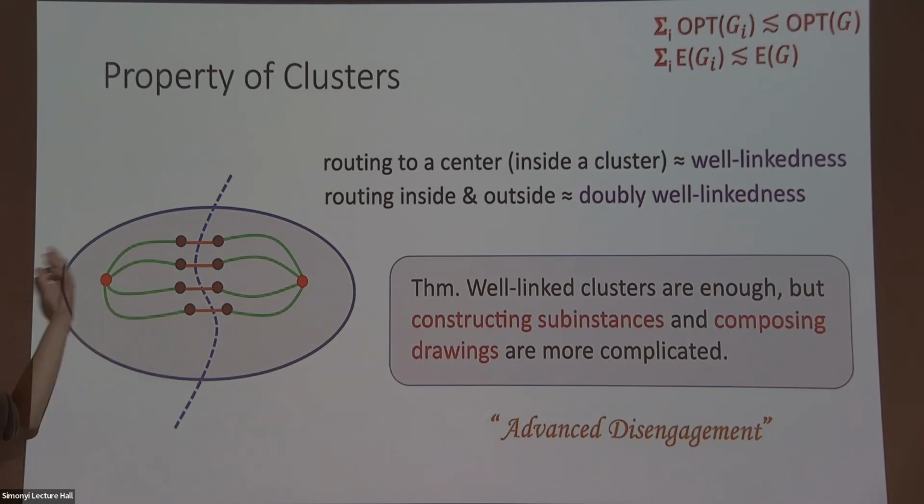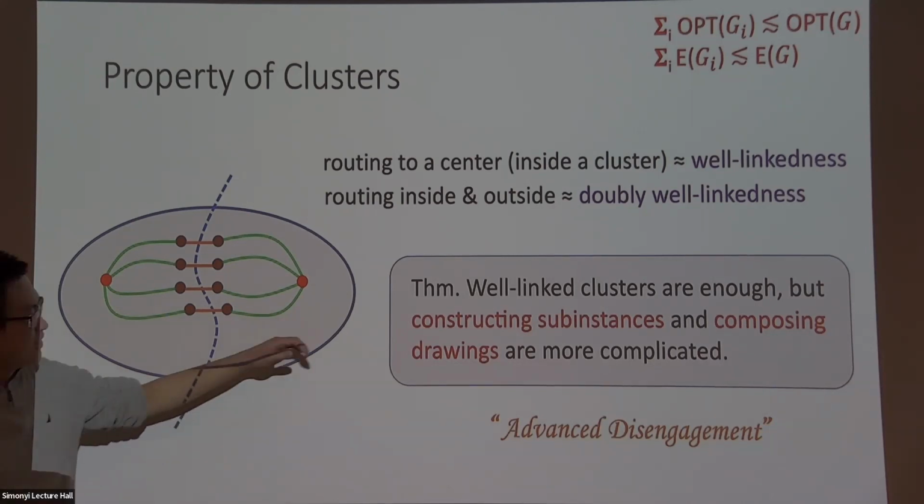Previously, we did basic disengagement. So we cut the graph into G1 and G2. For G1, contract the outside world into a single point. For G2, contract the outside world into a single point. These are the two instances we're going to recurse on. This is called basic disengagement.